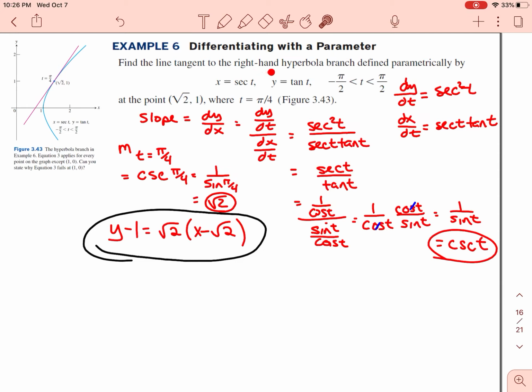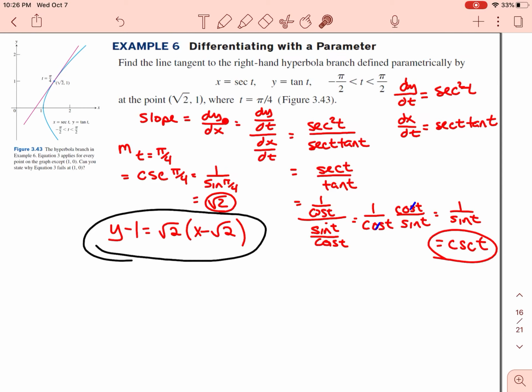All right, here we have an example. We're supposed to find the line tangent to the right hand branch of a hyperbola, and it's defined parametrically by x equals the secant of t and y equals the tangent of t. And here is the curve right here of this hyperbola. We're trying to find the tangent at the point radical 2, 1, and that's the point where t is pi over 4. So when you put pi over 4 in for t here, x is going to be radical 2, and the tangent of pi over 4 is 1.